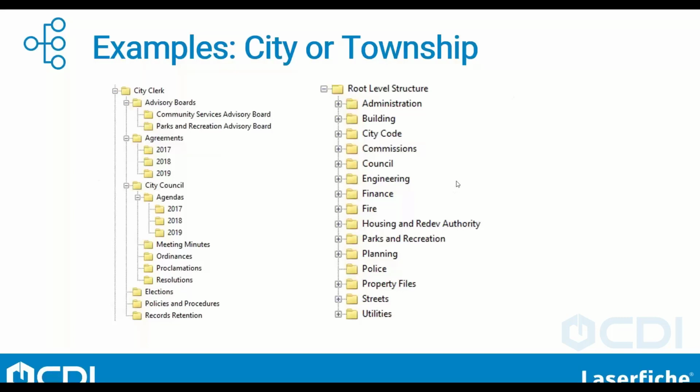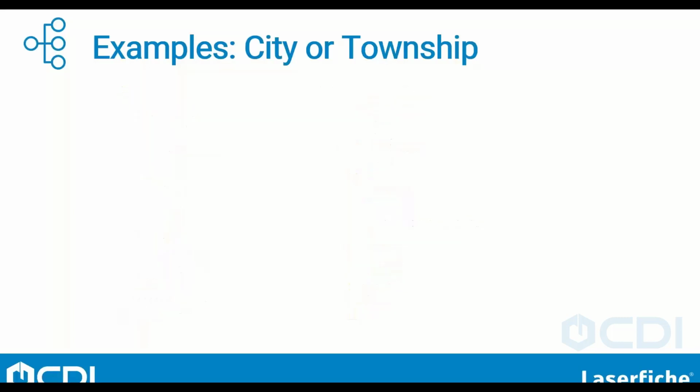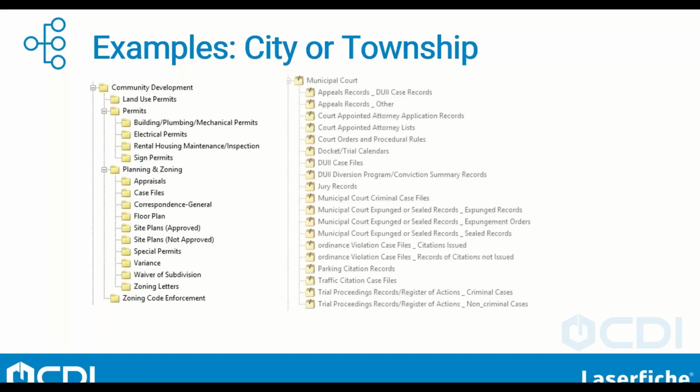The one on the right is another similar one where you have different branches or different parts of your organization. From a root level folder structure, as you can see, we would have things like building, city code, council, fire, police, etc. And then, of course, as you go deeper, the different file types would be broken down and delineated more into separate types of documents.